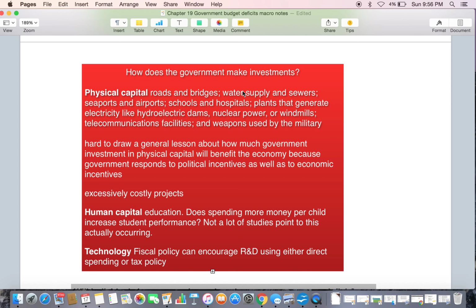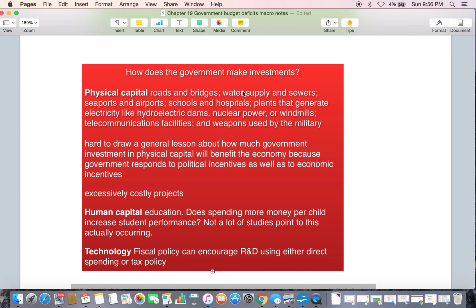The government can invest in physical capital, such as roads and bridges. It can build access to new and better improved water supplies, better sewers that are better for the environment, and new areas that are under development. The government might also be building seaports or airports, schools and hospitals, plants that generate electricity like hydroelectric dams or nuclear power or windmills. They might build telecommunications facilities, and they also construct weapons that are used for the military.